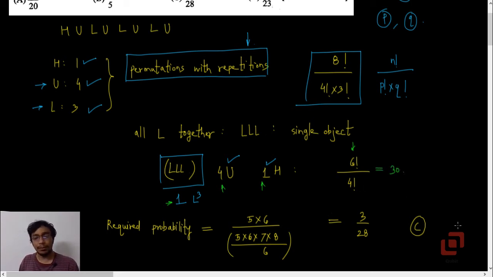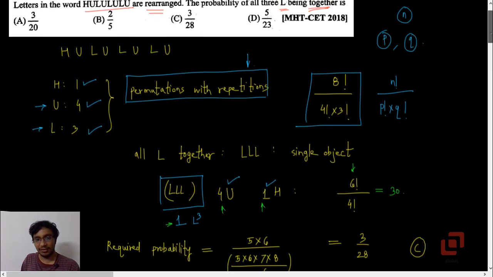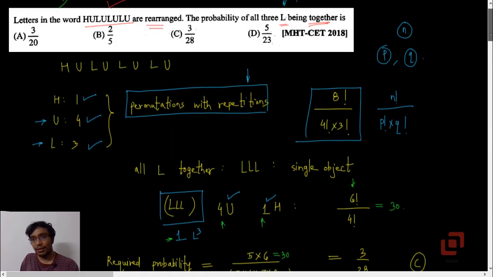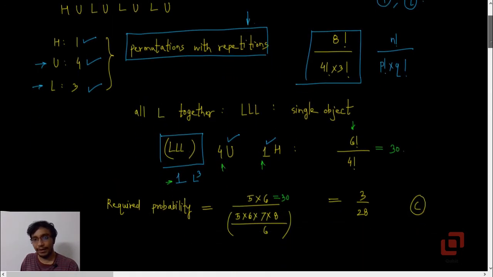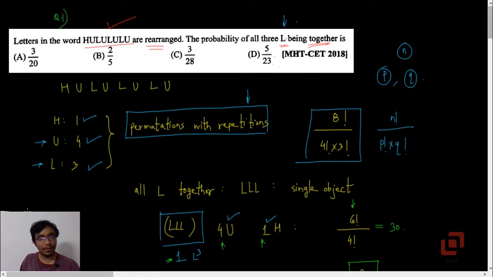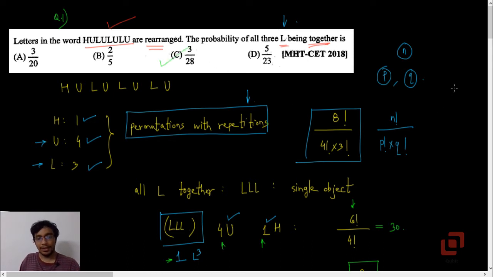So what's the required probability? Size of the event divided by size of the sample space. The numerator is 30 as I told you, and in the denominator we will get 8 factorial upon 4 factorial into 3 factorial, or 5 into 6 into 7 into 8 upon 6. If you simplify that you will get 3 upon 28, and that is option C.